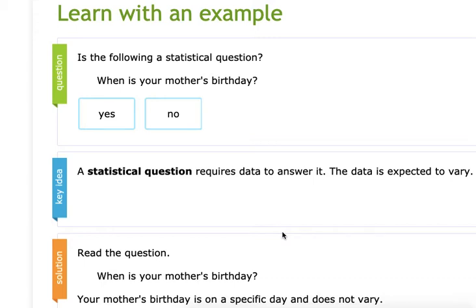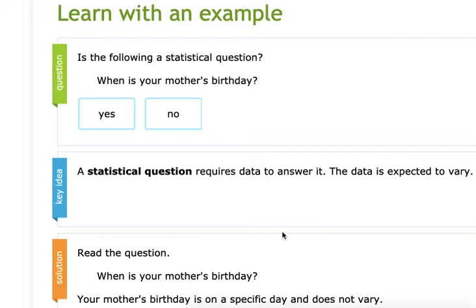Another one is, on average, how many pets does a 6th grader have? So that would vary. Some people might not have any. Some 6th graders may have a bunch of pets. So that's going to be something that's going to be different. And there's not going to be one exact answer. And the answers would vary.